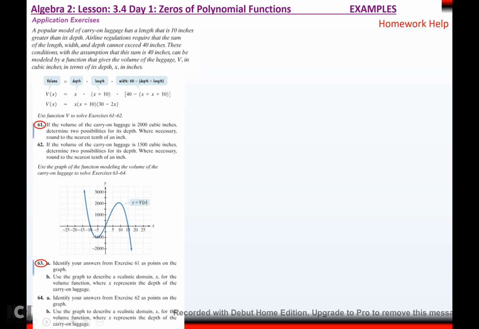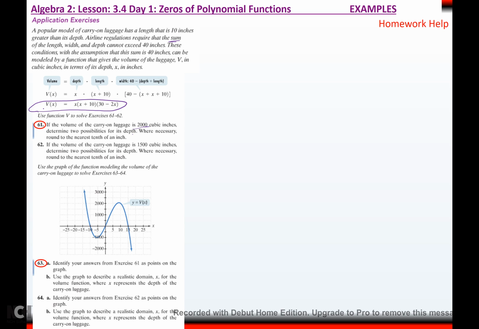So for some homework help, it says a popular model of carry-on luggage has a length that is 10 inches greater than its depth. Airline regulations require that the sum of the length, the width, and the depth cannot exceed 40 inches. These conditions, with the assumption that this sum is 40 inches, can be modeled by this function. Okay, and it says use function v to solve exercises 61 to 62. It says if the volume of the carry-on luggage is 2,000 cubic inches, determine two possibilities for its depth.